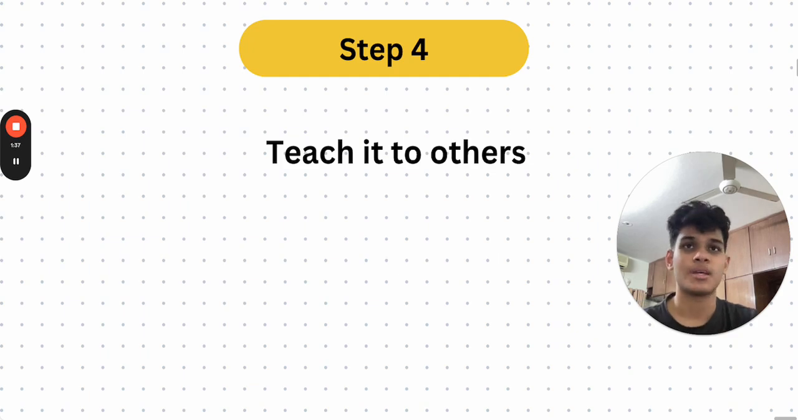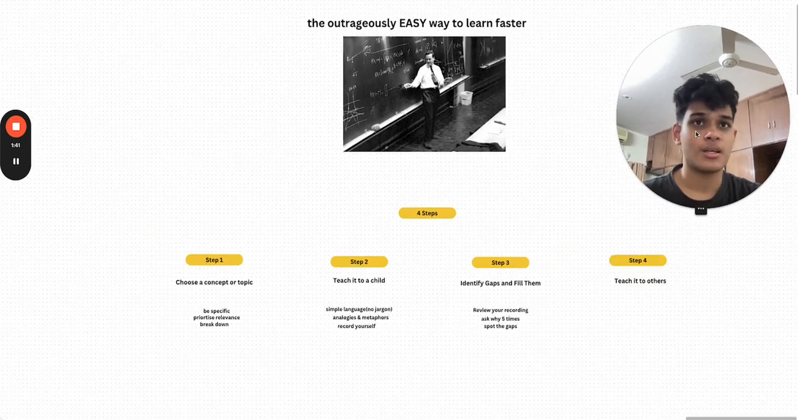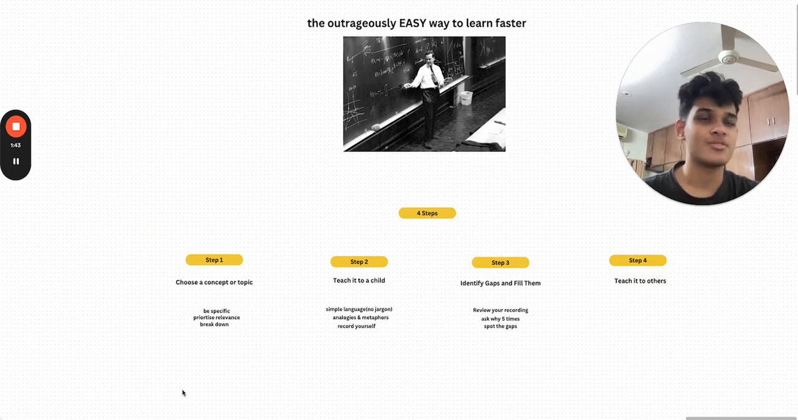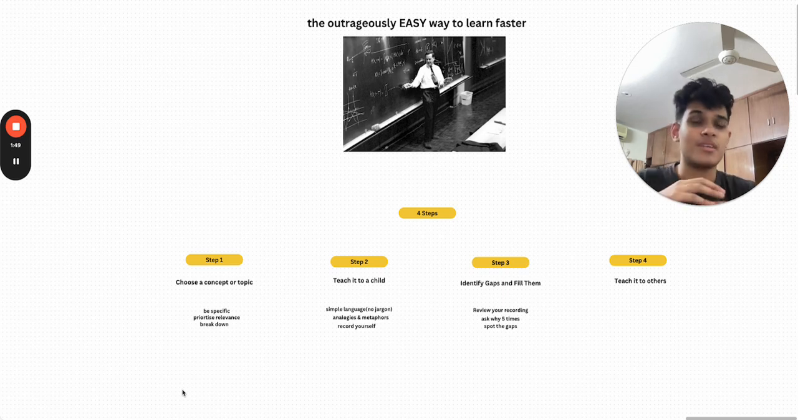Basically, this whole technique is called the Feynman technique, which is the whole concept of it: pick a topic, teach it to somebody very simply, identify the gaps, teach it to others. And if you do this, you will improve your retention and you will improve the way you learn. Because the best way to remember information and understand it to its core is to literally teach it to somebody else.